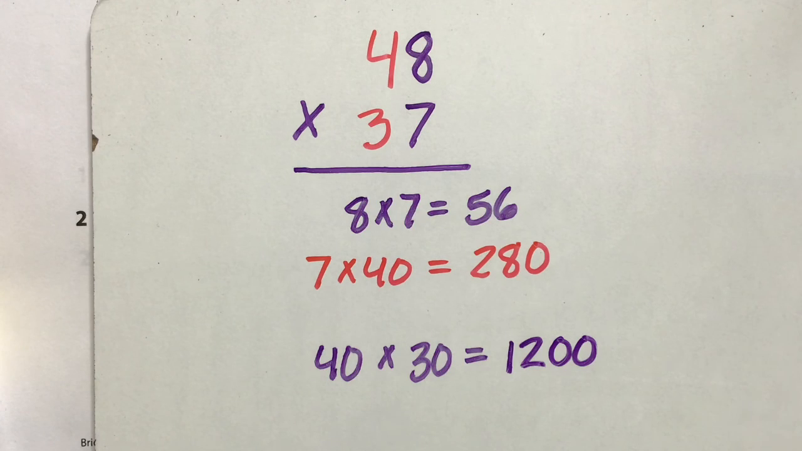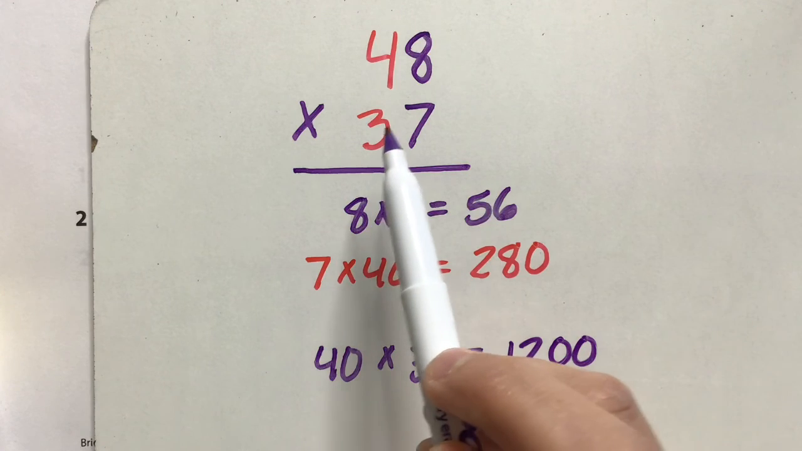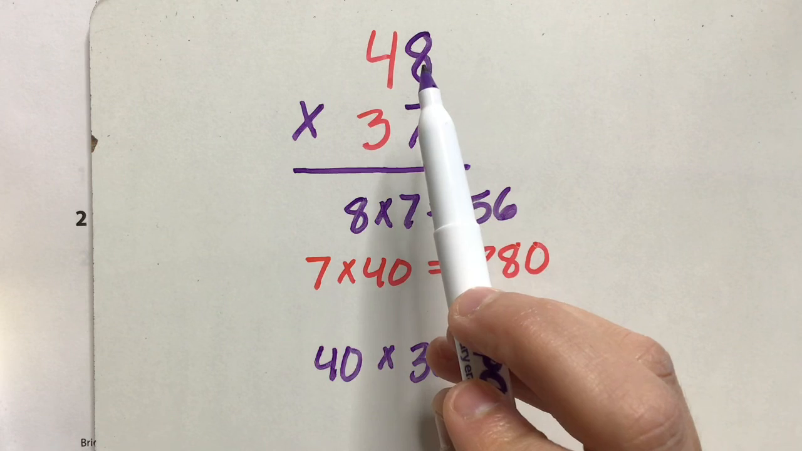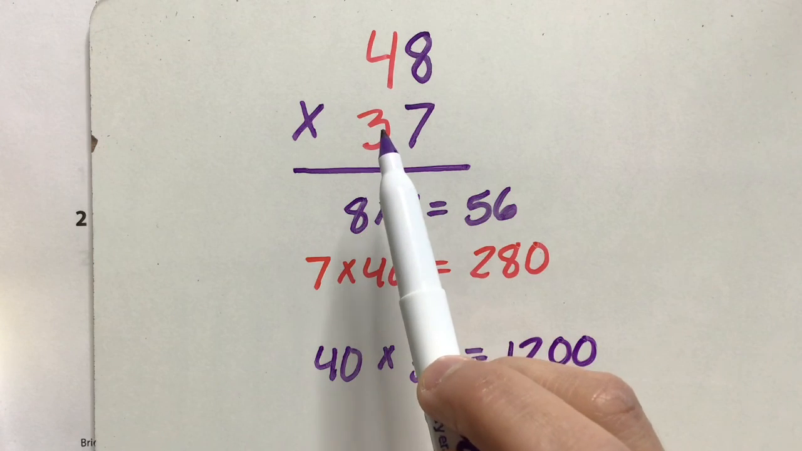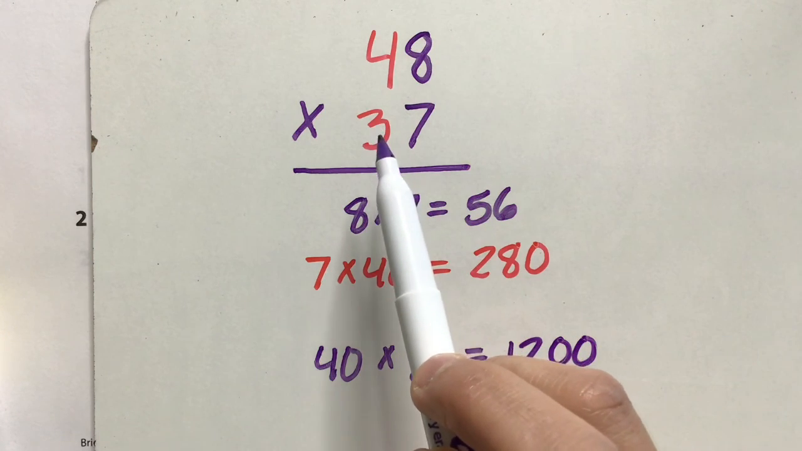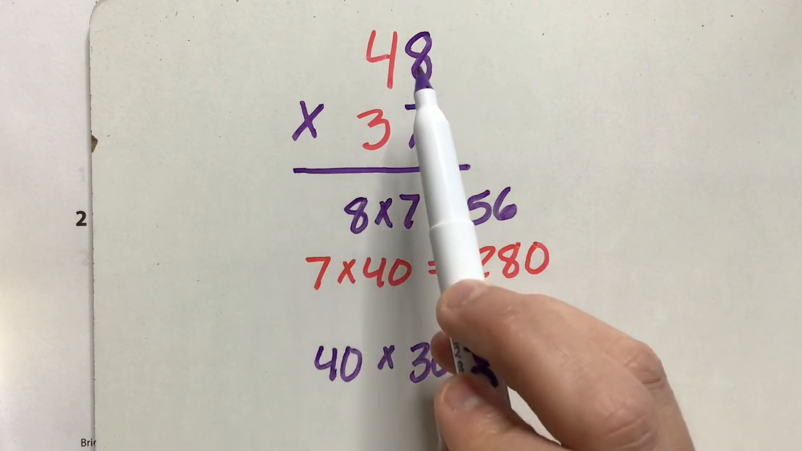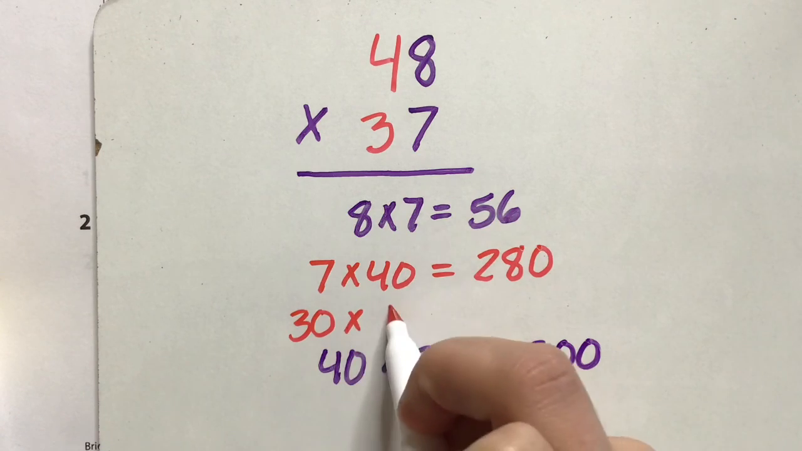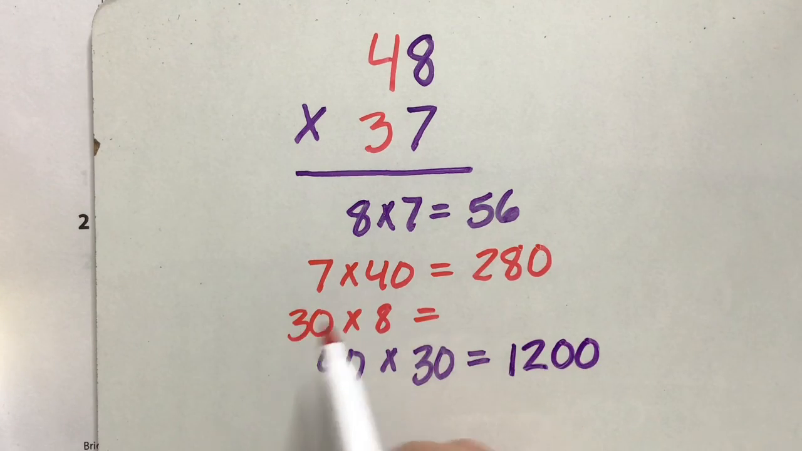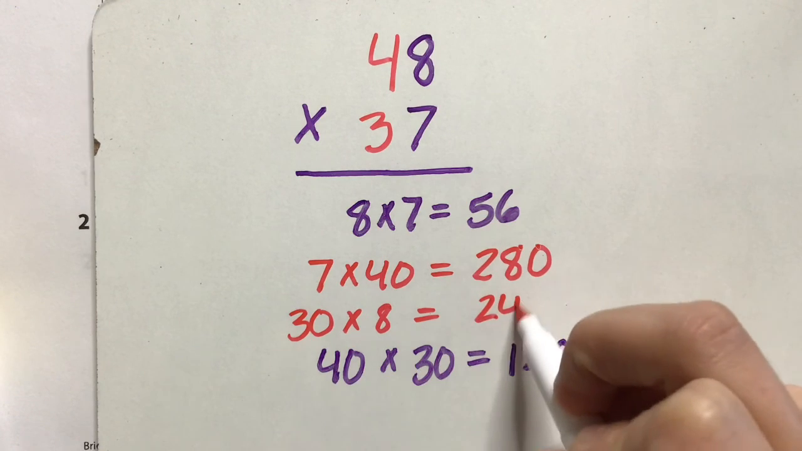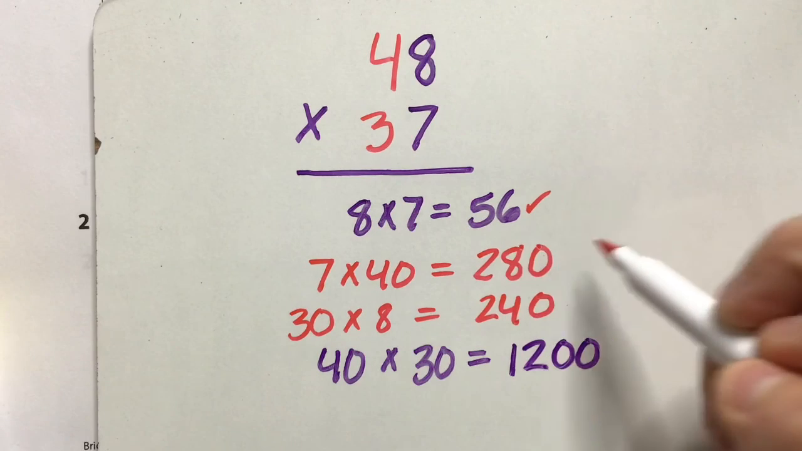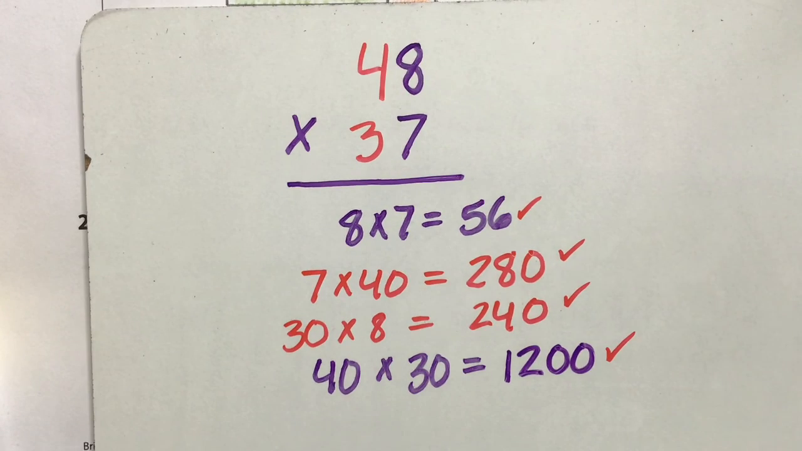Okay, so now I'm going to go on to the last part, which is that 3. So the 3 here, remember, I want you to think about this as I would go 3 times 8 when I do the standard algorithm. But remember, this is not a 3. This is actually 30. So this would be 30 times 8. Three times 8 is 24 plus the extra 0. Okay, now I'm going to add my partial products together to get my total.